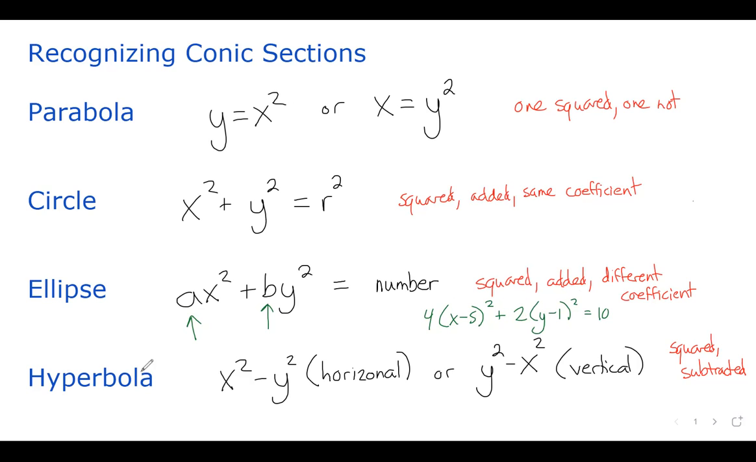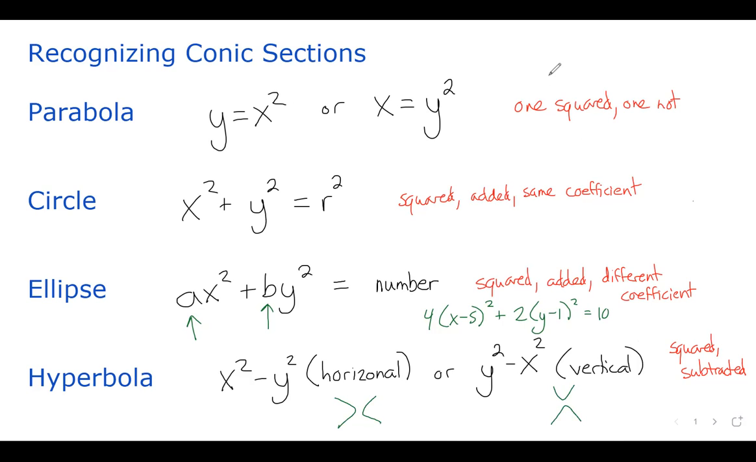Finally, hyperbolas, they're kind of their own thing, but we've seen some squared and added together formats. Hyperbolas are squared and subtracted, either x squared minus y squared or y squared minus x squared. This would produce a horizontal hyperbola like that. This would produce a vertical hyperbola like that.